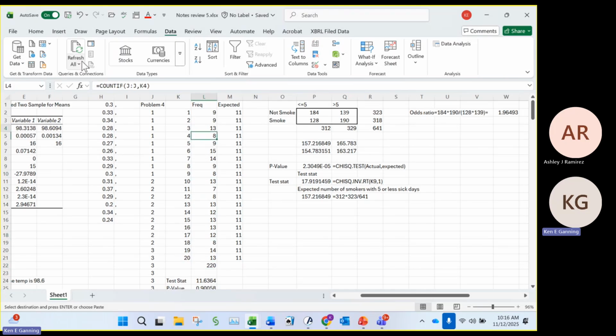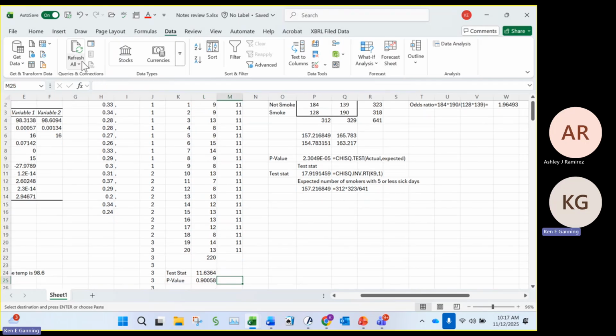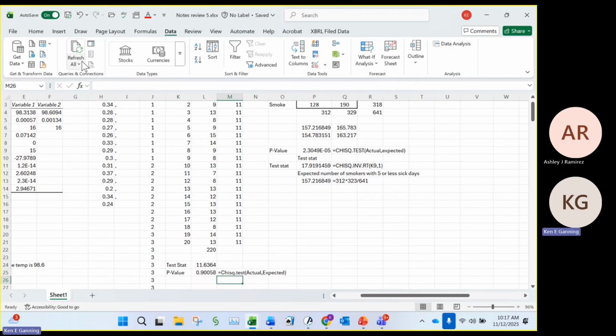So I've got my actuals. I've got my expecteds. This is equal to chi-squared dot test. Again, this is a low probability problem, but I don't want to totally ignore the possibility.